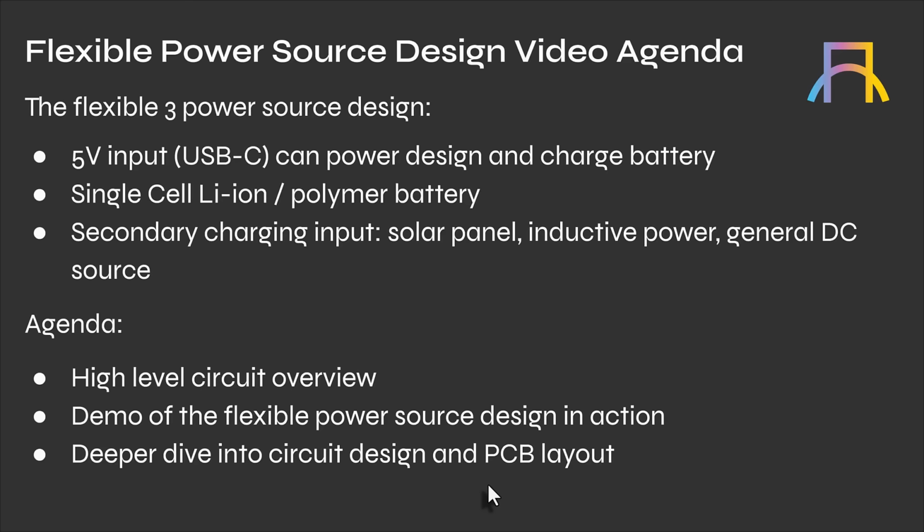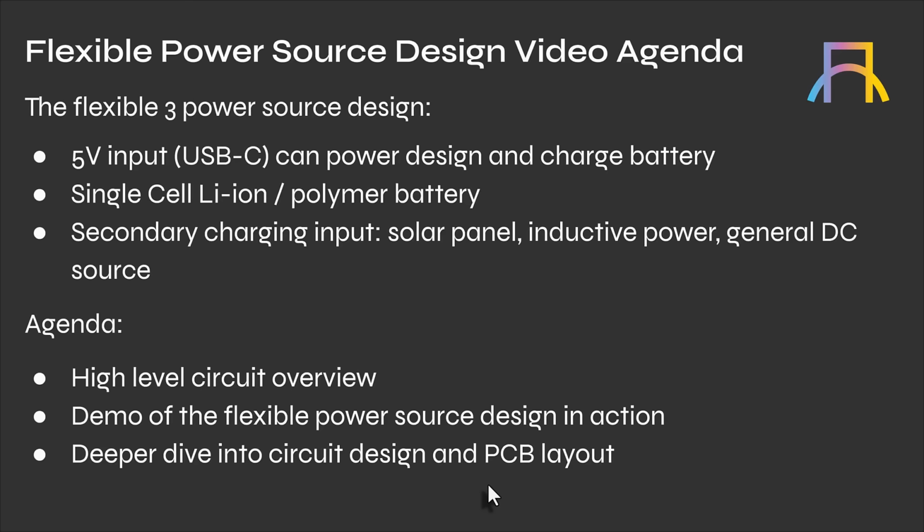That current might be enough to charge the battery and power the whole design, or it might just be enough current to help reduce the load on the battery so we can extend battery life. For instance, if we're using a solar panel, the difference between having full sun versus shade, right? So the secondary charging source is really flexible because it doesn't have to be a constant power level.